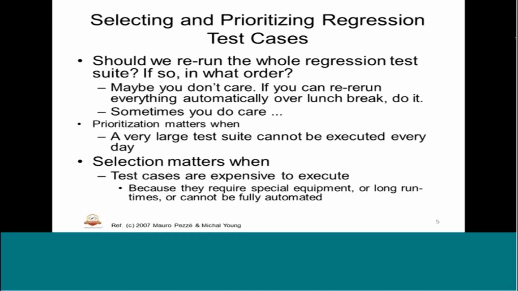Okay, so coming to the regression testing, selecting and prioritizing the regression test cases is also one of the important points in regression testing. So the question is, should we rerun the whole regression test suite? If so, in what order? The order is also very important, because we have different test cases flowing in different manner. And the ease of use, the time, the effort, the conclusion, and the problem areas, all this matters in terms of realizing the tests.